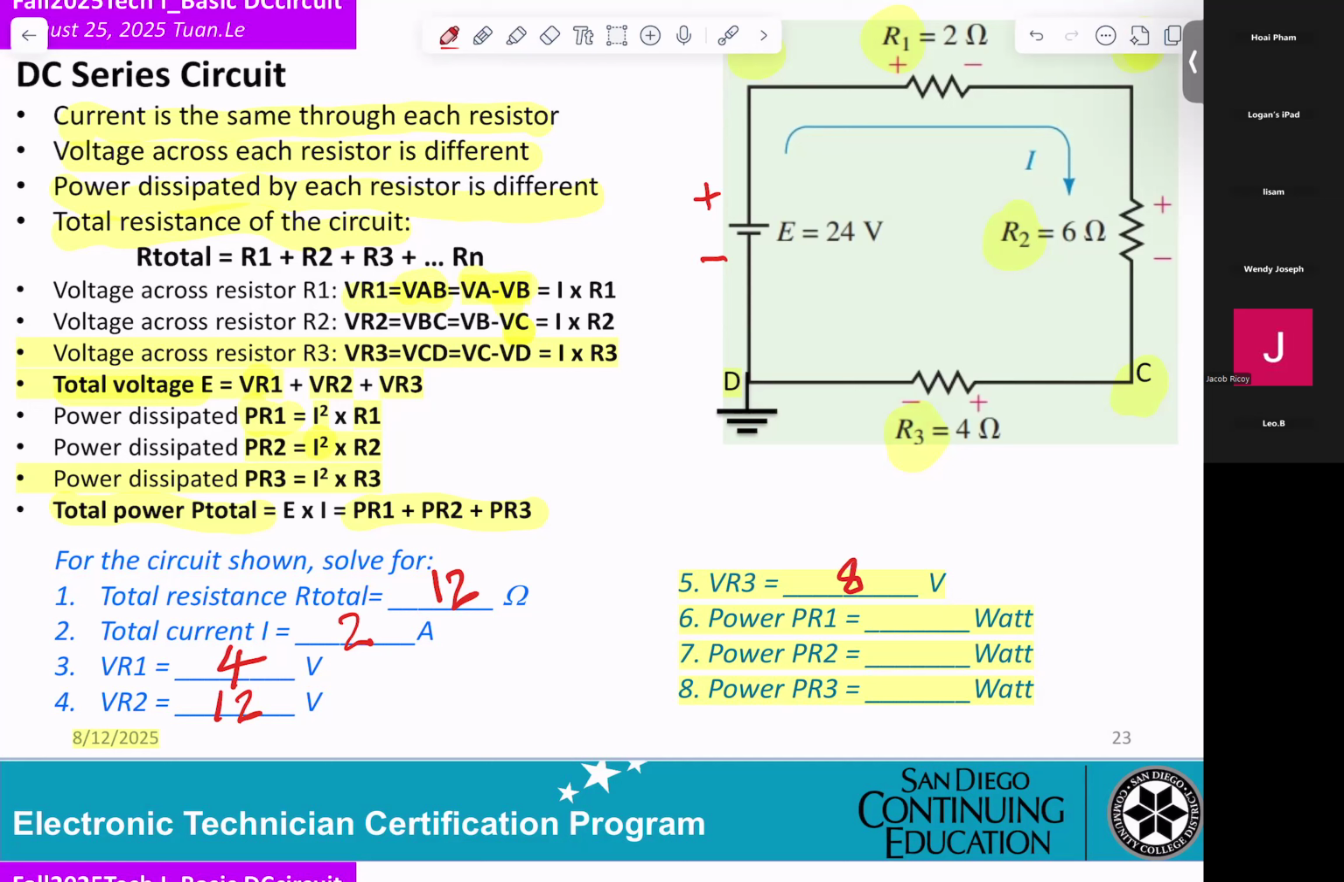I times R times I, I squared R. 8 watt. Okay. So this is the basic theory circuit. You can go through it.